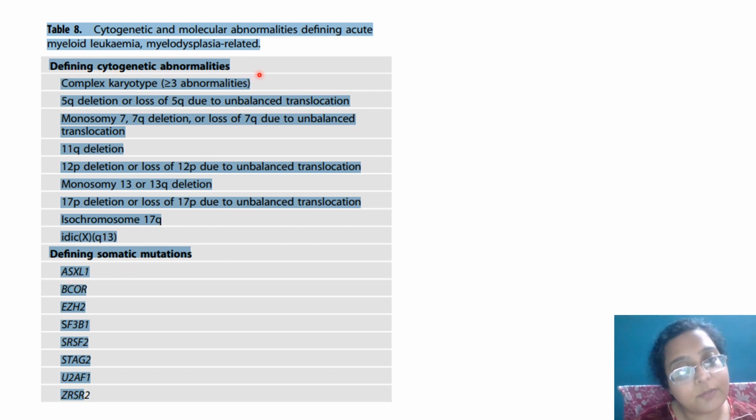So what are the cytogenetic abnormalities? Complex karyotype, greater than 3 abnormalities. Monosomy 7, 7q deletion, loss of 7q, 5q deletion, loss of 5q, 11q, 12p, monosomy 13, 17p, isochromosome 17q. These were there before. What are the somatic mutations? This is important. Somatic mutations are ASXL1, BCOR, EZH2, SF3B1, SRSF2, STAG2, and this list you need to remember, especially this one, the cytogenetics.